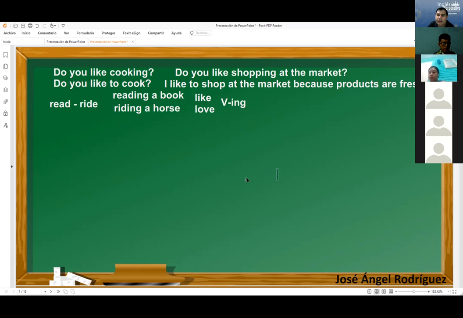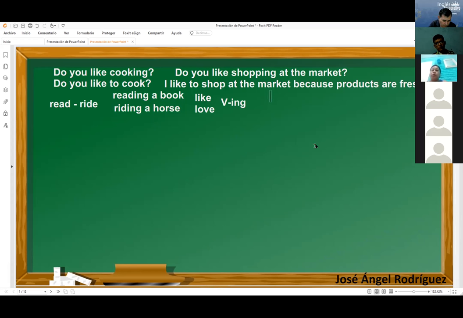Do you like reading a book? Yes, I like reading a book. Do you like riding a horse? Yes, I do. I like riding a horse. Okay, esa sería una de las cosas.